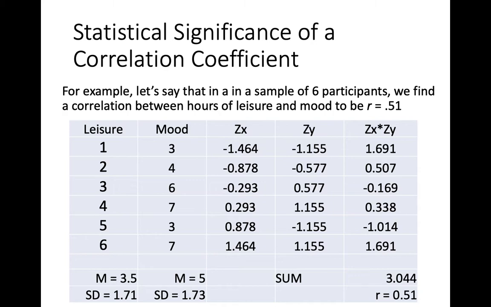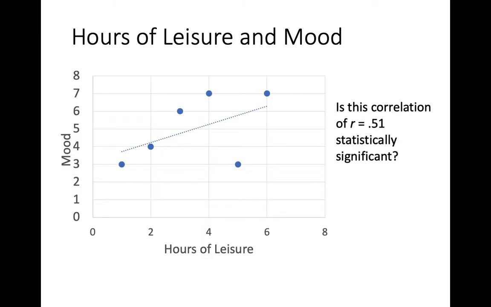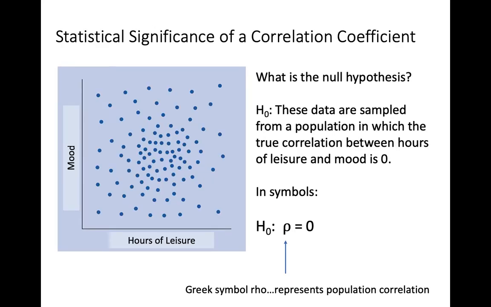And so the question is, is that a statistically significant value? That is, would we be able to reject the null hypothesis that in the population, these variables are correlated at 0? Okay, so what do we need to do? And this is just a scatter plot of our data to get a better sense of that positive relationship. Again, asking the question, is this correlation of 0.51 that is based on 6 participants statistically significant?